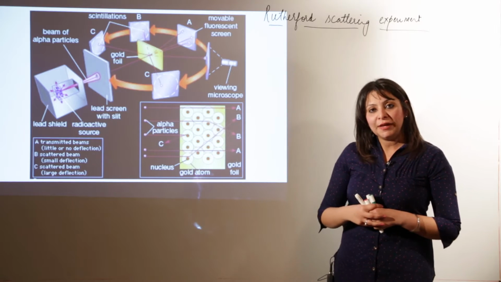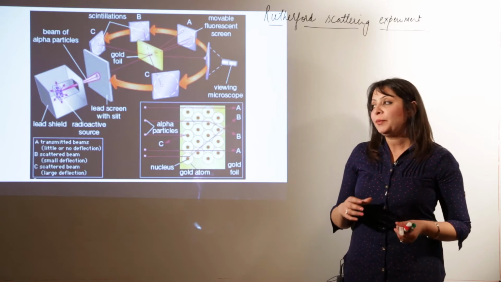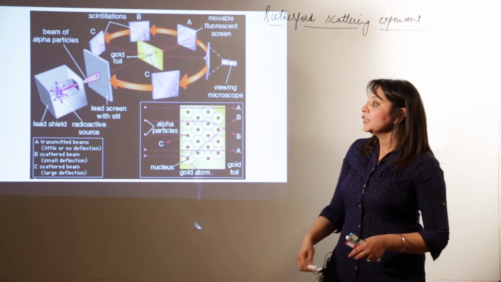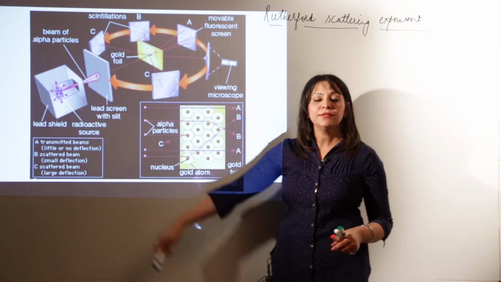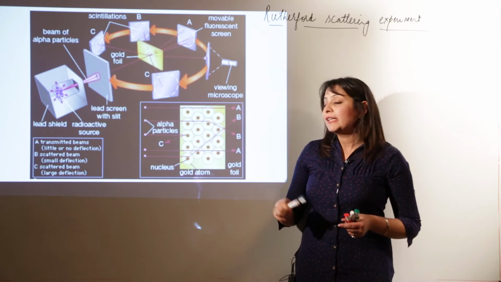For the experiment, he took an apparatus. First of all, I want you to know what the apparatus actually is, as shown in the figure. We are going to study that. So he took the lead block. As I have told you, lead is inert. We have done in radioactivity as well that lead is inert.